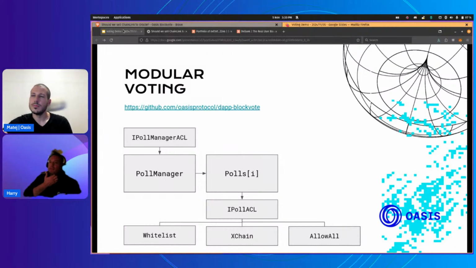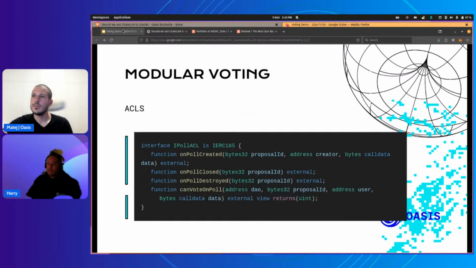And of course, the pluggable ACL, so it follows a poll interface. And with the poll interface, you basically get some callbacks, right? So when the poll's created, it calls the ACL and says, hey, I created a poll. When the poll's closed or destroyed, you also get a callback. And the most important thing is, can a user vote on the poll? And that allows you to pass in extra data. So the way we're doing cross-chain voting is we're getting the proof, and we're passing it in as extra data to the ACL. And of course, the can-vote-on-poll call returns the weight as well, so you can decide whichever weighting scheme you want. You could have multiple tokens, you could have some kind of quadratic voting, that kind of thing.